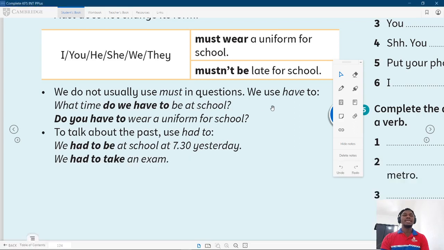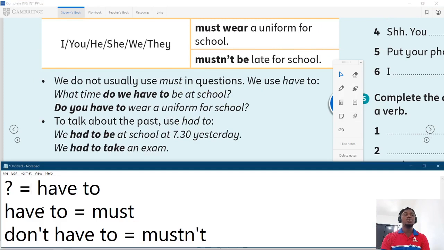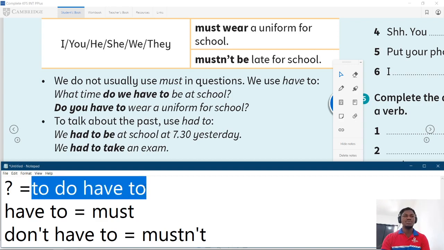Let me give an example. What time do we have to be at school? Or do you have to wear a uniform for school? So, do, subject pronoun, have to.